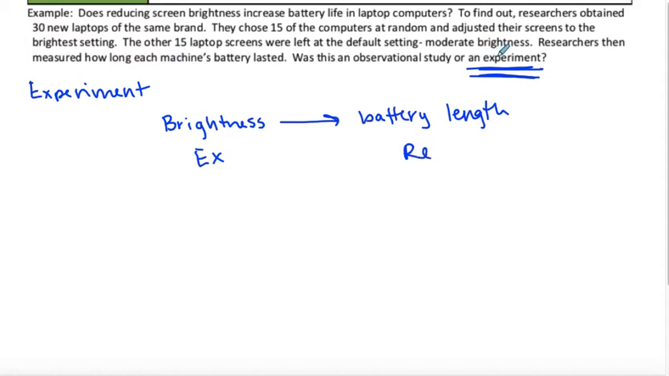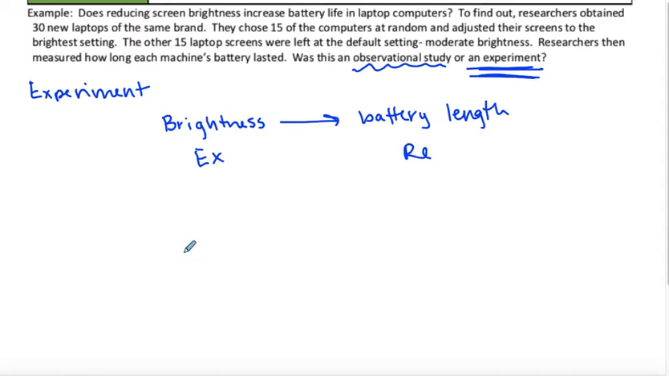Here, right now, we don't have anything else acting on it. If they've controlled everything else and just let it go, then we can probably say there's a relationship here, a correlation, a causation. When we do an observational study, we can say that they're related, but I'm just observing this. I don't know how long people are spending on their computers and what they're doing. Are they watching Twitch? Are they watching YouTube, Netflix? What are they doing that could also be affecting battery length?